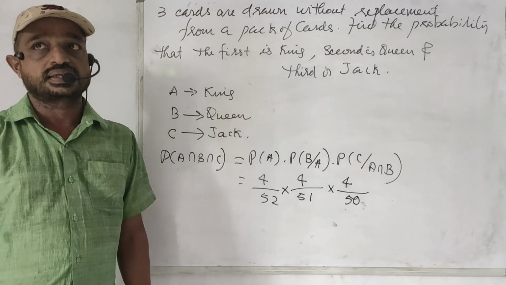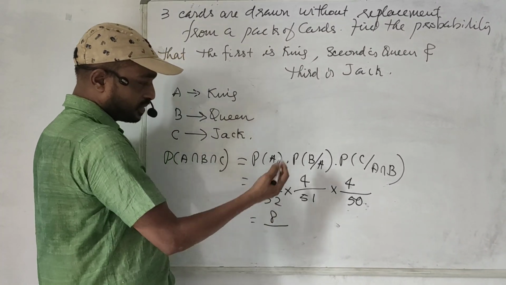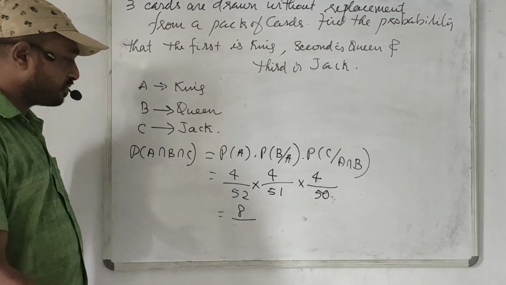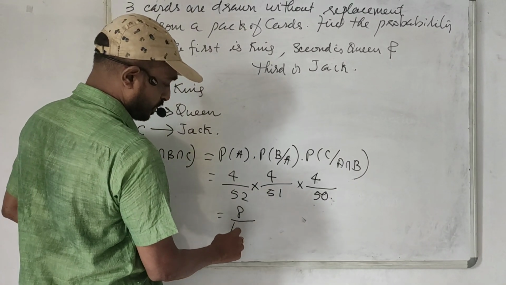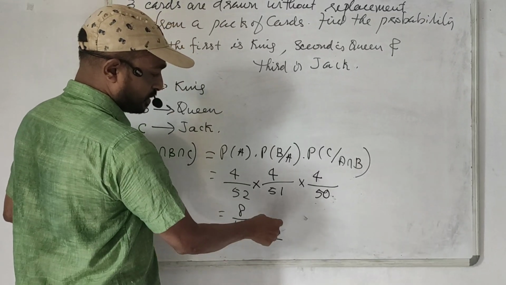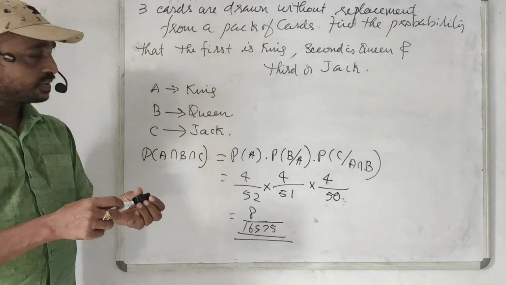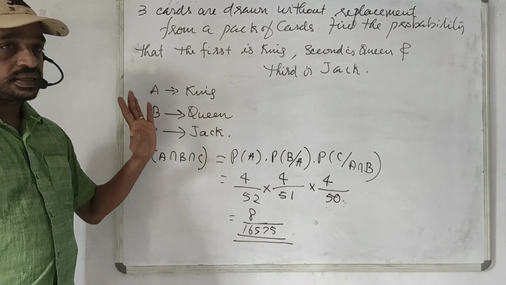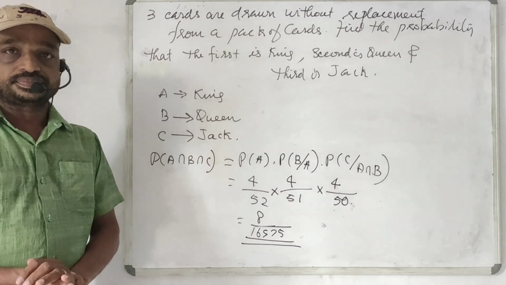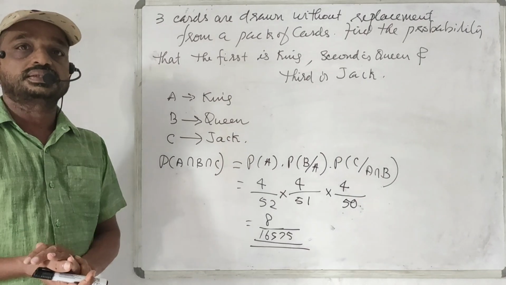You will get the answer as 8 over 16575. You simply try to simplify it by yourself. So this is the answer. You check whether it is right or not. So this is the multiplication theorem of probability. Okay, I think the multiplication theorem of probability is clear to you.